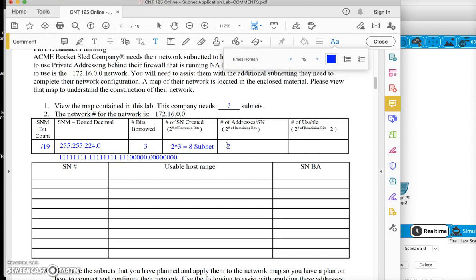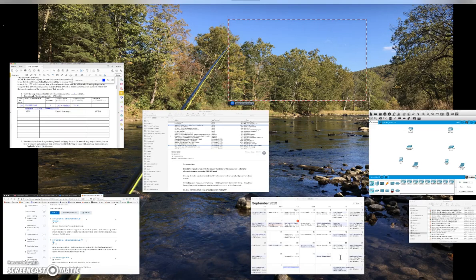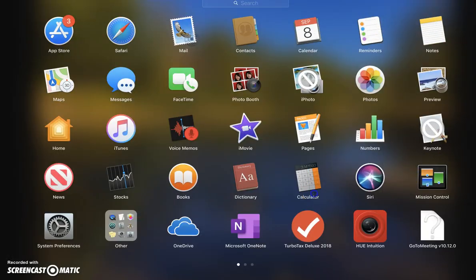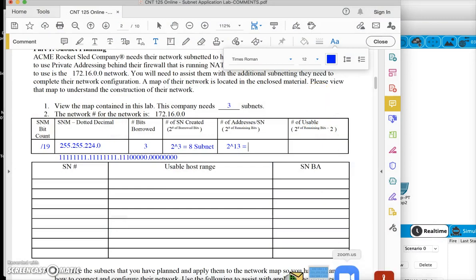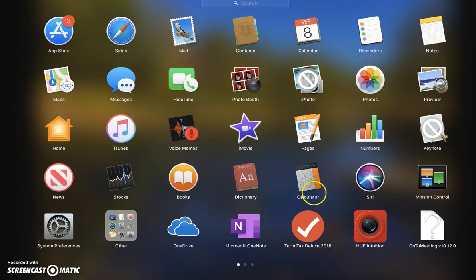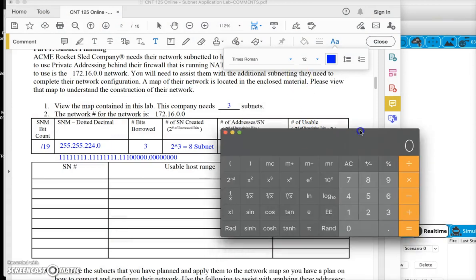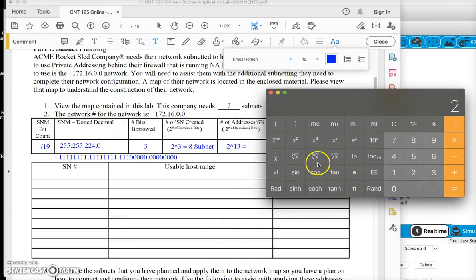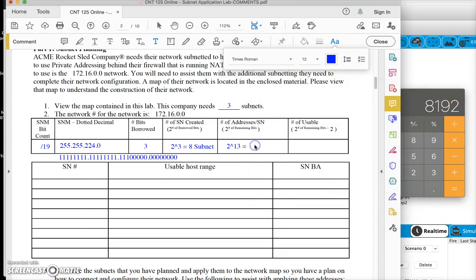So I'm going to get 2 to the y, 13 addresses per subnet, which actually I'm going to do this to make sure I get it right. Let me open up my calculator. There's my calculator. So I'm going to go 2 to the y, 13, and we're going to end up with 8,192 addresses per subnet, of which 8,190 addresses per subnet are usable.